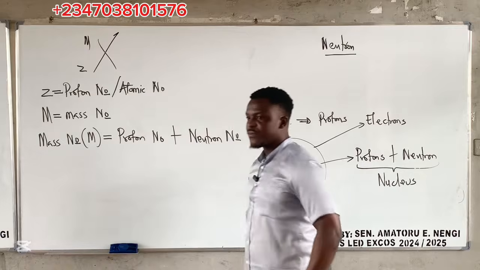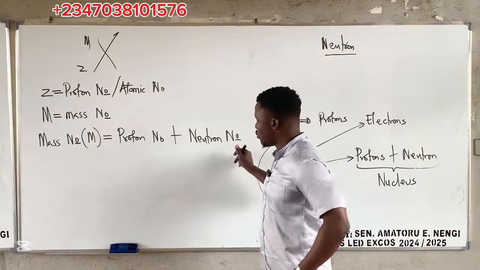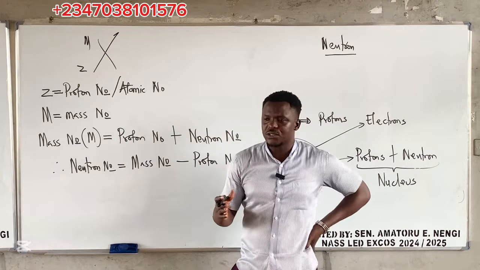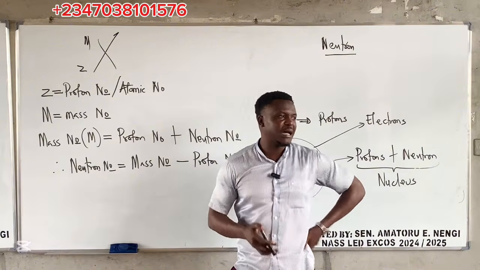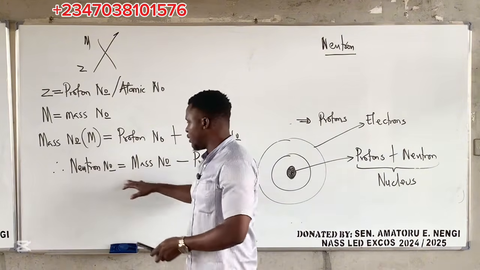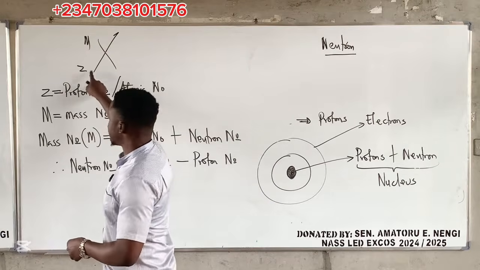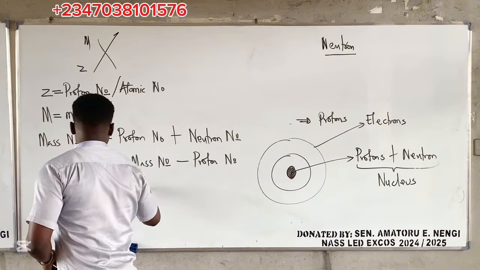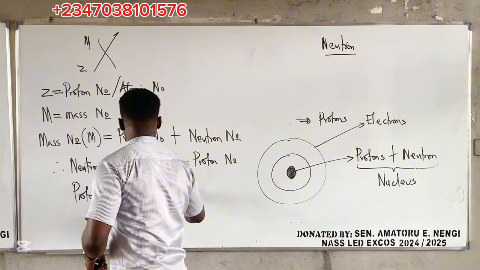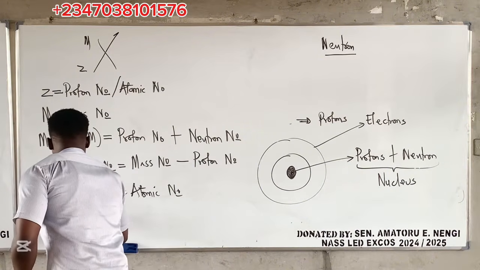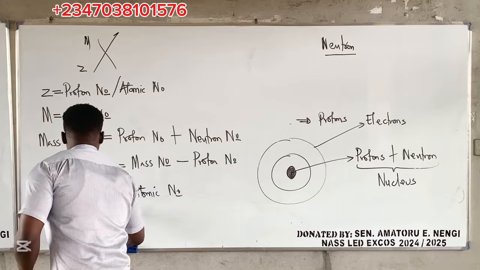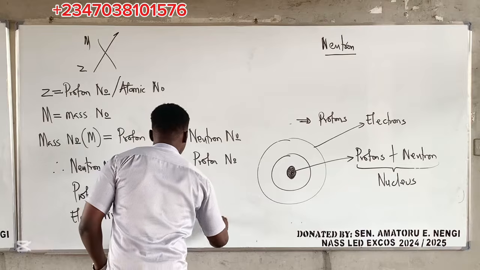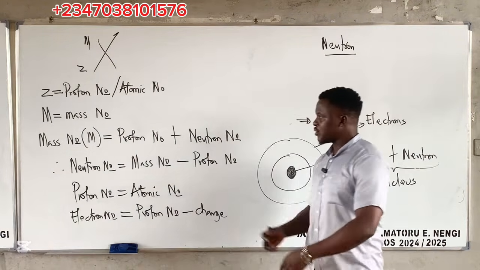So mass number is proton number plus neutron number. Now, imagine in a case whereby you're asked to calculate the number of electrons, the number of protons present in an atom, and they give you an atomic symbol. Now with this formula you can do that. Proton is same thing as atomic number. So say proton number is same thing as atomic number. They will always give you this one. Now electron number, for you to know the number of electrons, is simply going to be proton number minus charge. So take note of all these formulas.